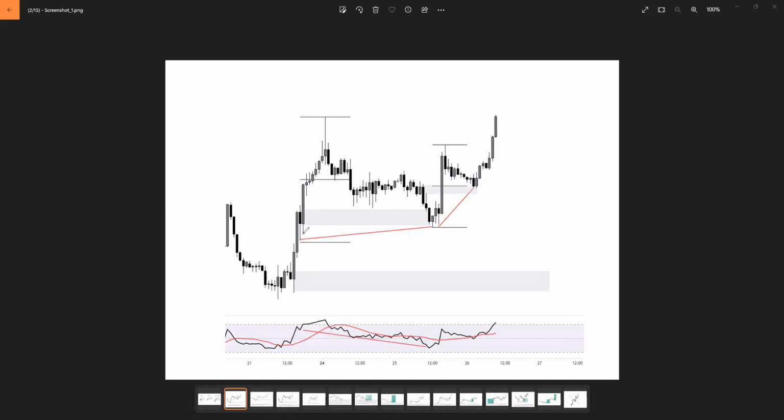So this is what we have. How many confluences do we have? The yield is up. We have this. We have liquidity. We have this somewhere here. That's where your entry will be.